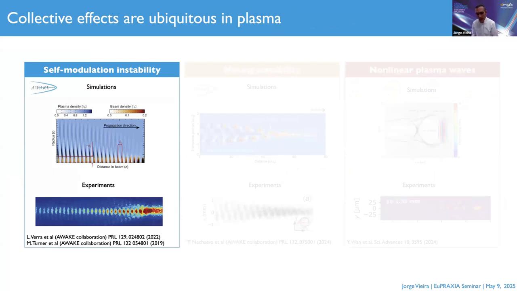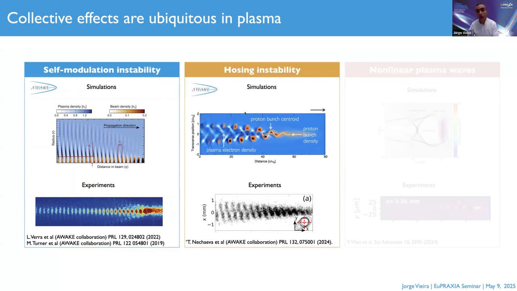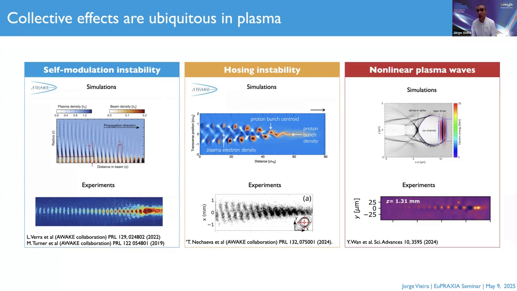Collective effects are ubiquitous in plasma. In fact, plasma physics is all about collective effects. Even in plasma accelerators, they are very common, for example, in instabilities like the self-modulation instability for the AWAKE experiment or the hosing instability. This is also a collective manifestation inside the plasma. But perhaps the simplest one of all are just nonlinear plasma waves in a usual laser wakefield or plasma wakefield accelerator.